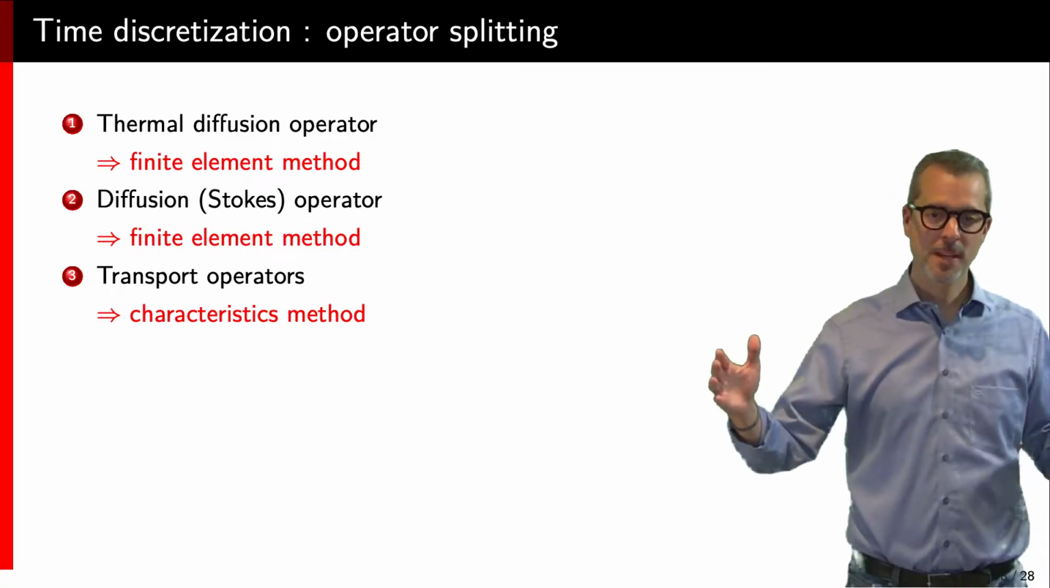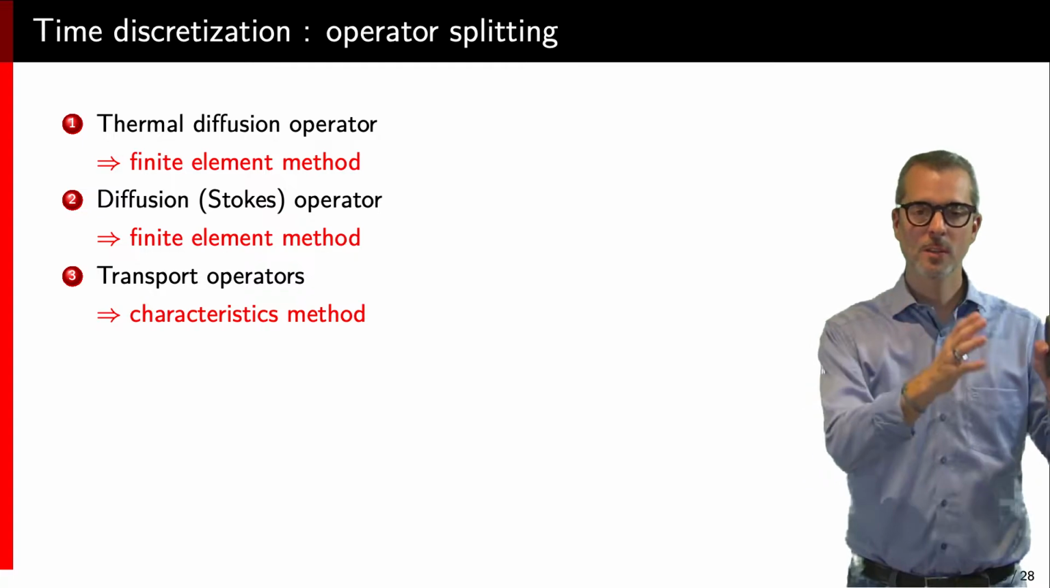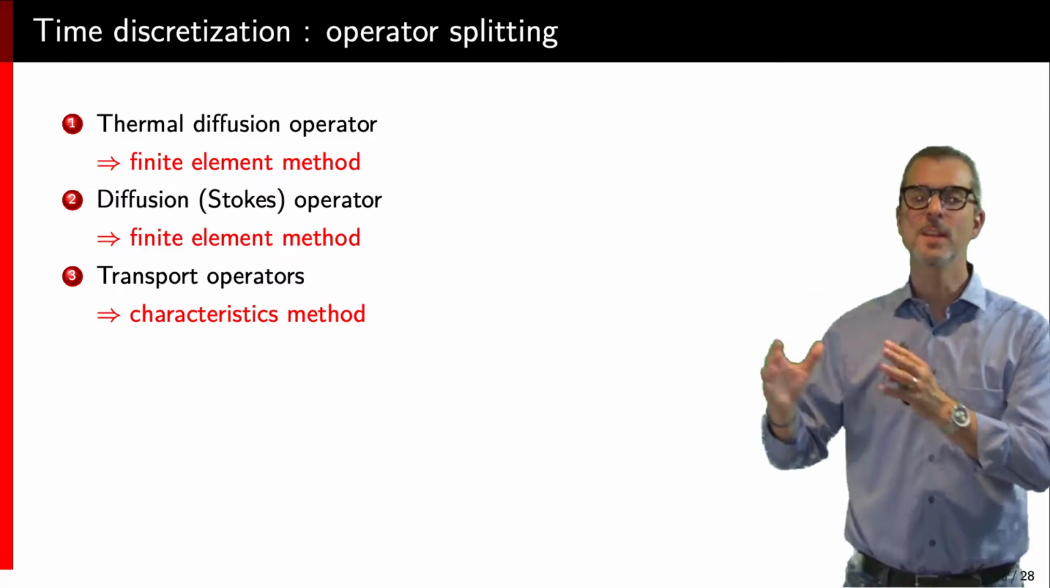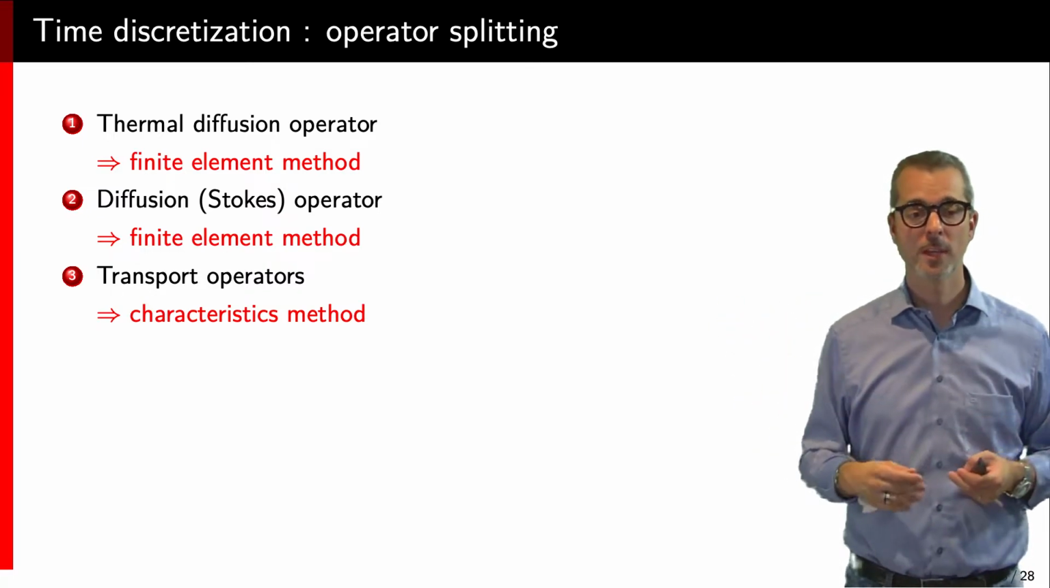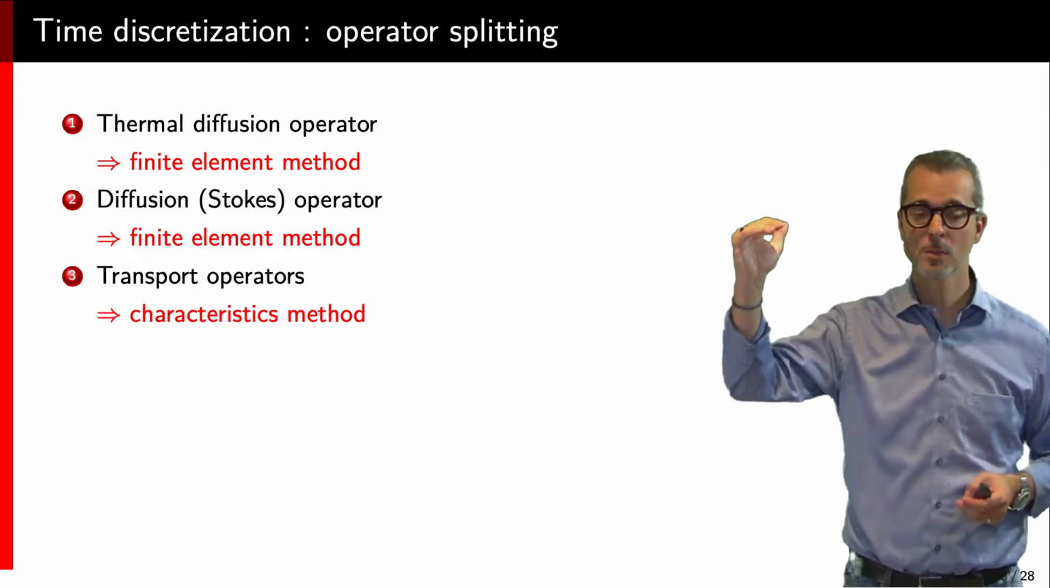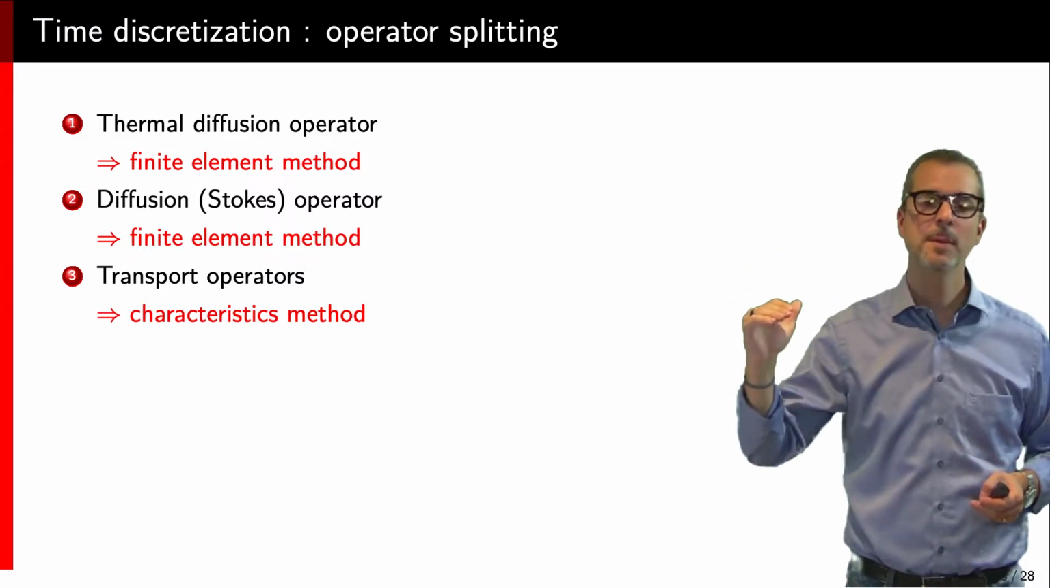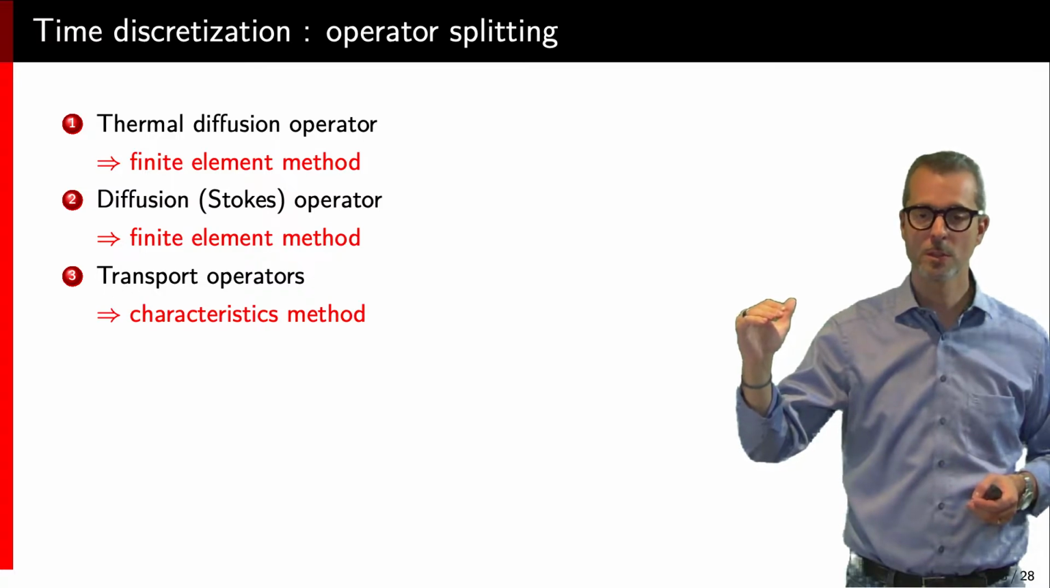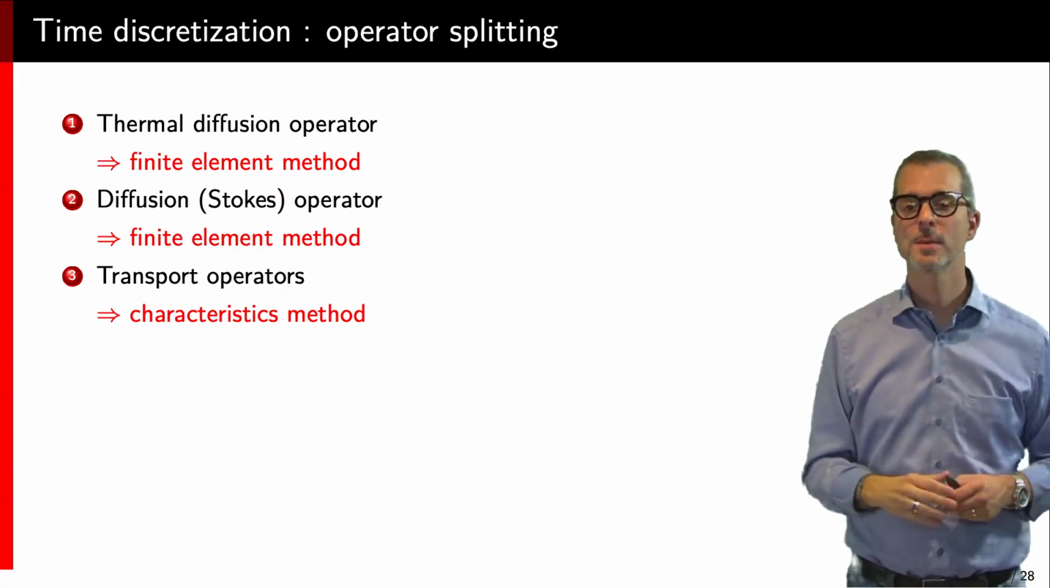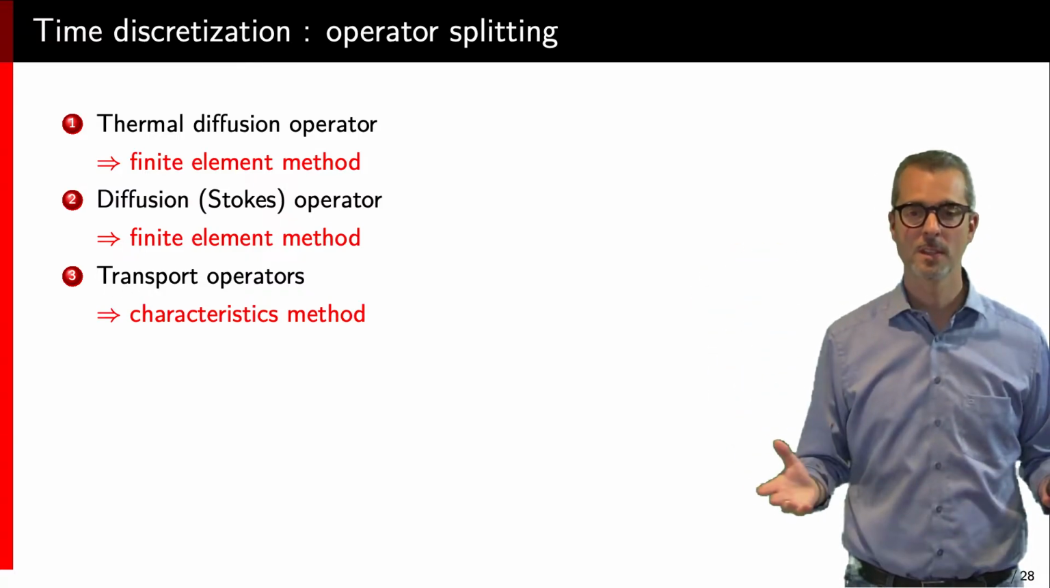Now that we have split, you can actually use the method that you want for each of the steps. So we are going to advocate a finite element method to solve the heat equation, a finite element method to solve the Stokes system, and a characteristic method to solve the transport and advection equations.